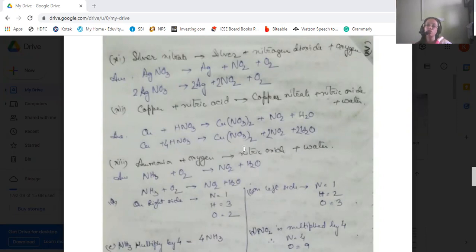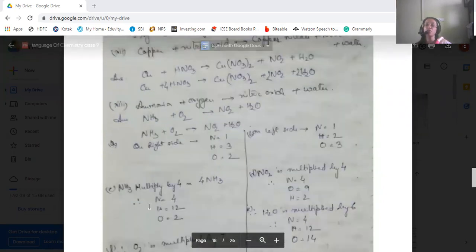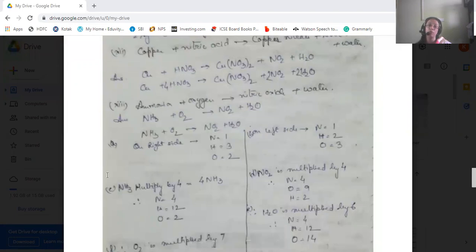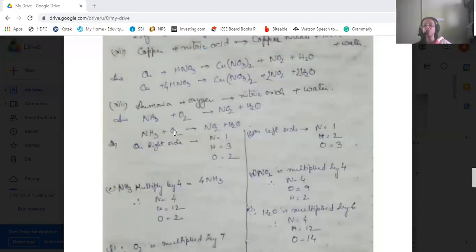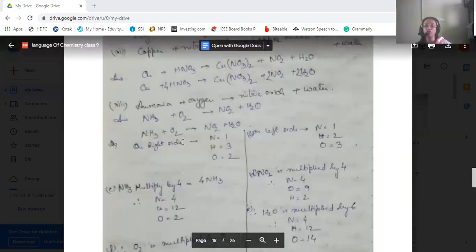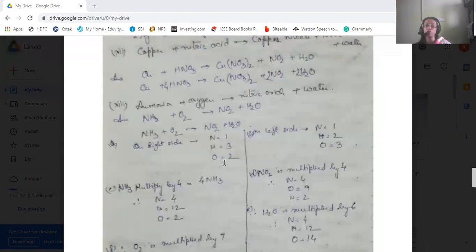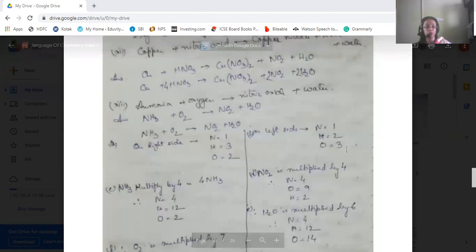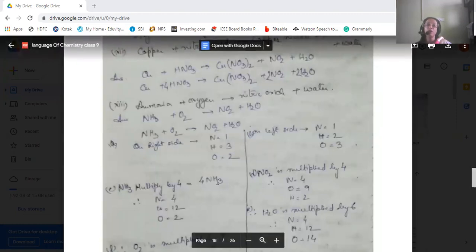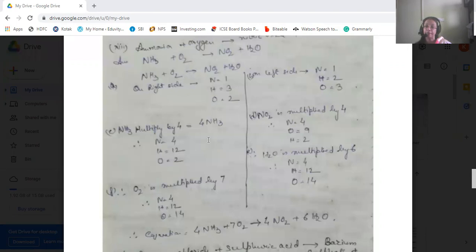Then ammonia plus oxygen gives us nitrogen dioxide and water. So NH3 plus O2 gives us NO2 plus H2O. See, this is the way we need to multiply. On the right hand side, N is equal to 1, H is equal to 2, O is equal to 3. On the left hand side, it is N is equal to 1, H is equal to 3, O is equal to 2. So NH3 is multiplied by 4 on the reactant side. N becomes 4, hydrogen 12, and O 2.